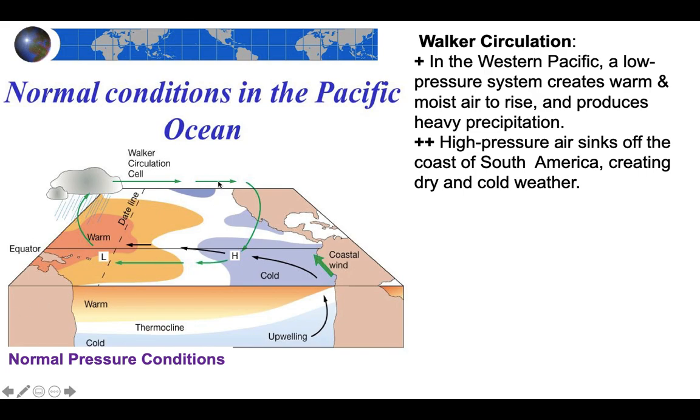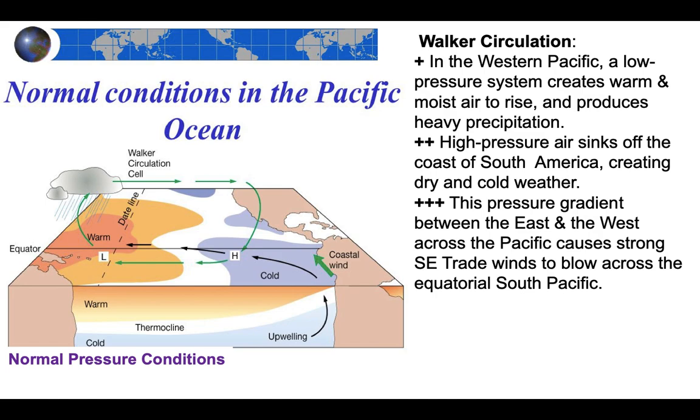And then the cool and moisture lacking air sinks off the coast of South America in this high pressure system, and that creates a very cold and dry weather off the coast of South America. And this pressure gradient between the west and the east, between the low pressure in the west and the high pressure in the east, actually fuels much stronger trade winds.